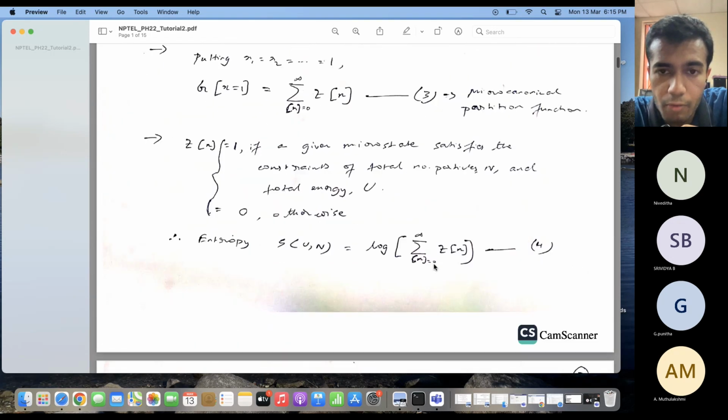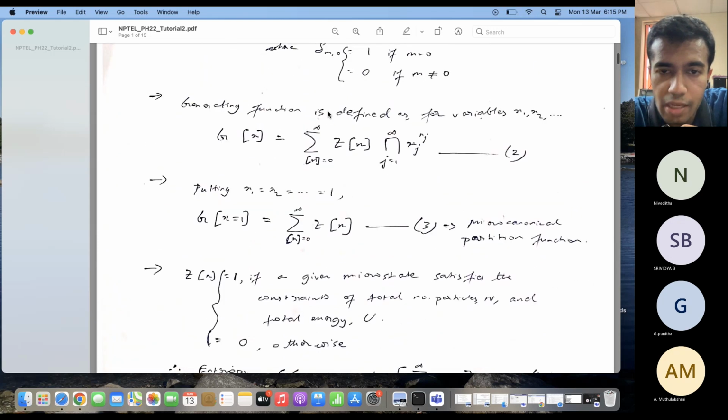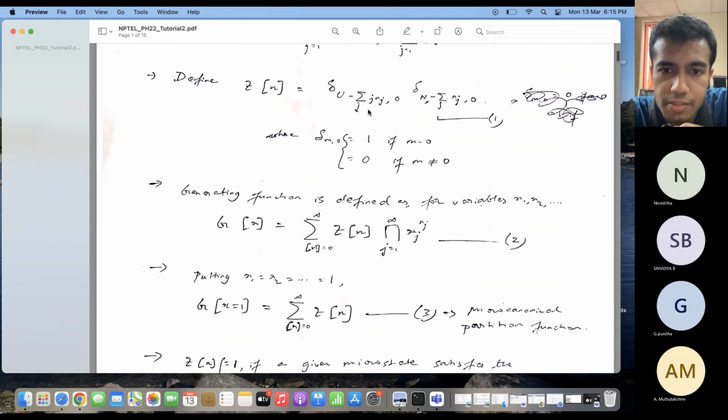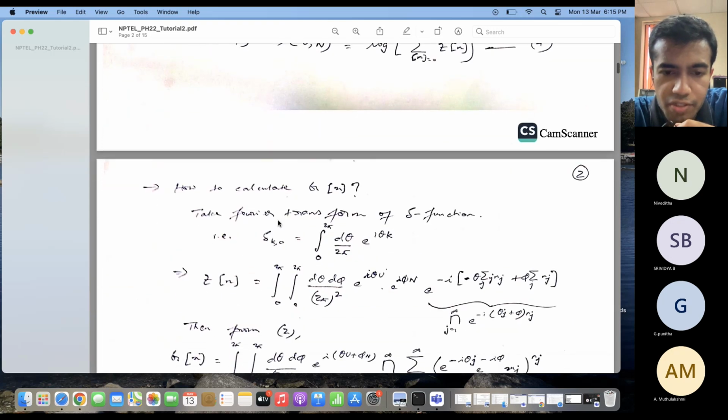Now once I have my Z and my G(x), how do I calculate this thing? Because we don't know the exact forms of these delta functions. So we do a trick. We write the delta function in terms of its Fourier transform.